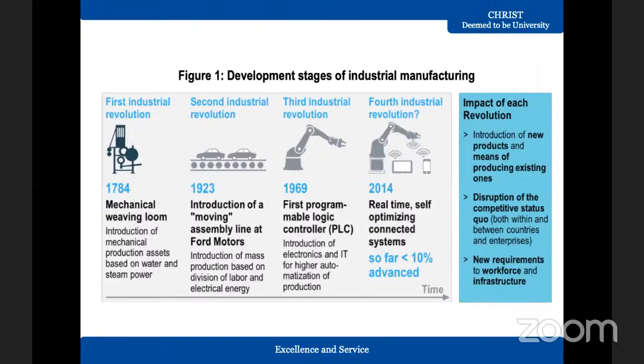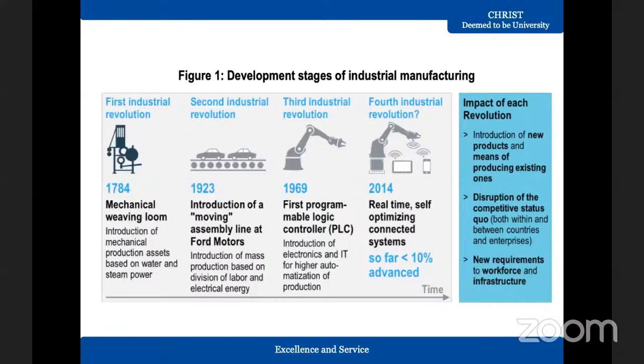So this slide gives you the development stages of industrial manufacturing. In 1784, it was a mechanical weaving loom. And in 1923, it was the second industrial revolution. We used to call it moving assembly lines, and it was very first used in Ford Motors.